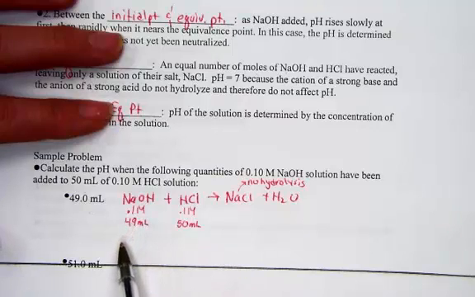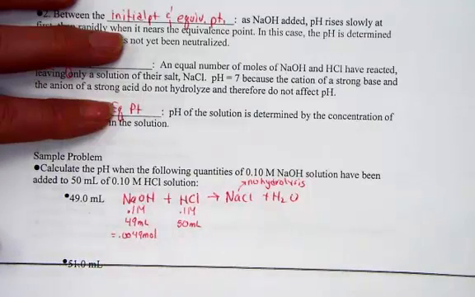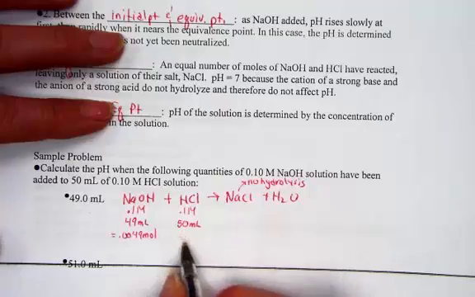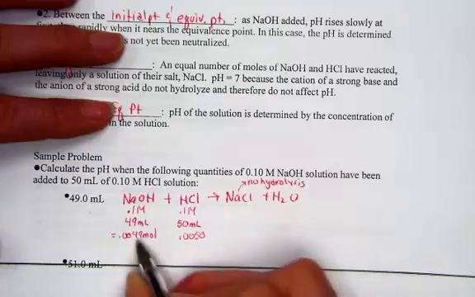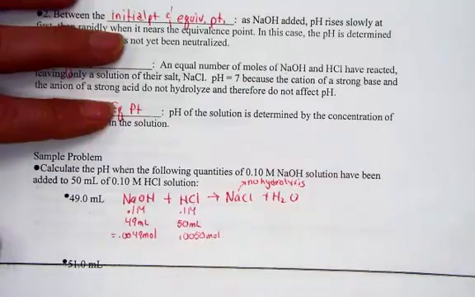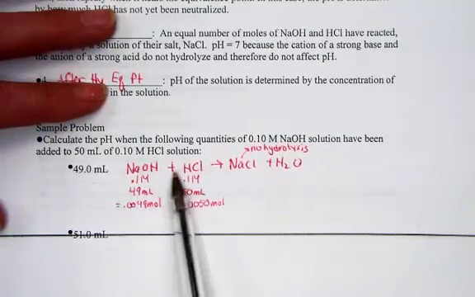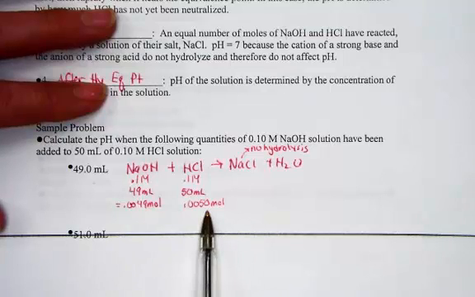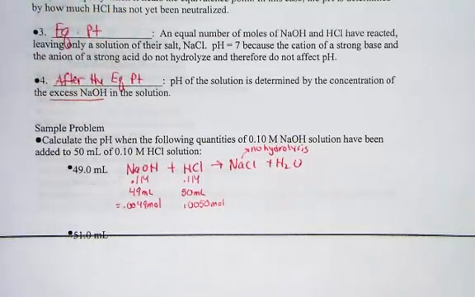0.1 times 0.049 liters gives us 0.0049 moles of the base. 0.1 times 0.05 liters gives us 0.005, and think of that if you'd like to, 49 and 50 in millimoles. What we're noticing is the perfect ratio is 1 to 1. We have 49 millimoles compared to 50 millimoles. We do not have an equal amount, so therefore we have a limiting and an excess reagent.